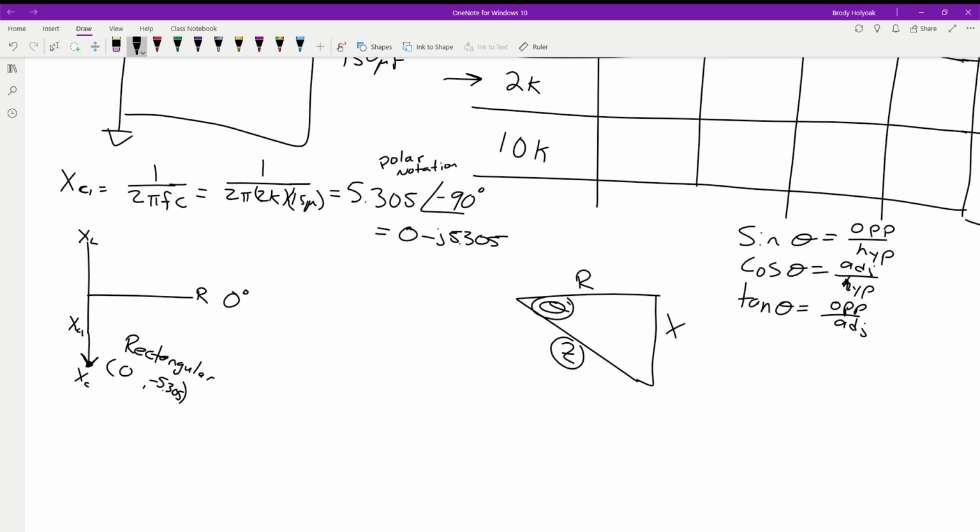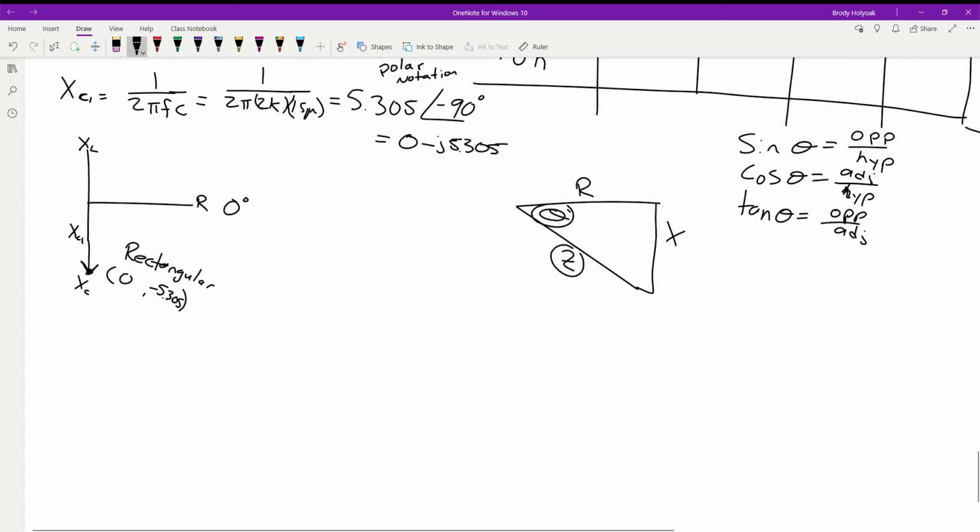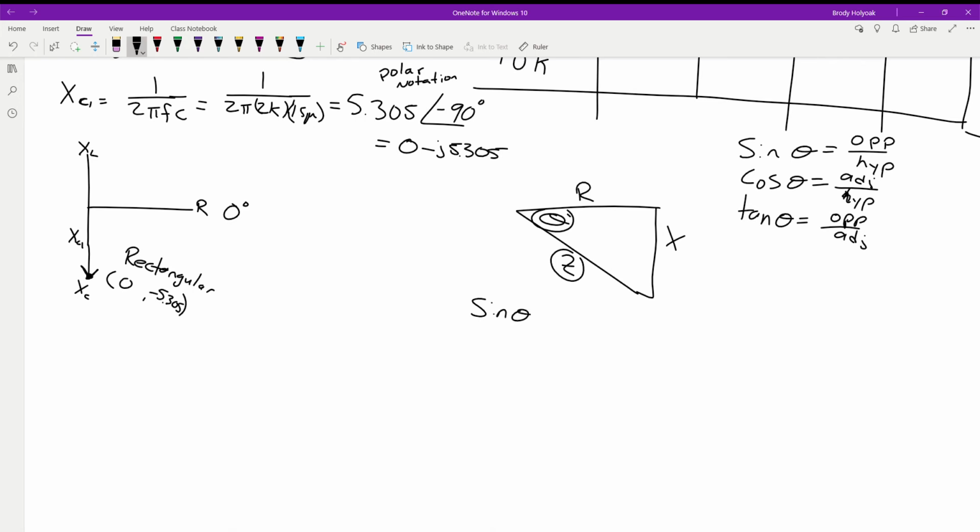Okay, so let's look at one of those guys. The sine of theta is equal to the opposite side, which is our x, over the z. So we take the z sine of theta to give us our x coordinate. We use cosine, which is equal to the adjacent, which is r, over our total, to get the real value.